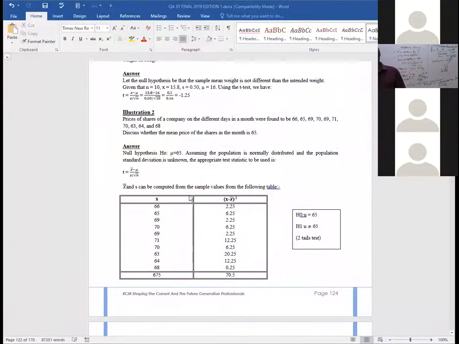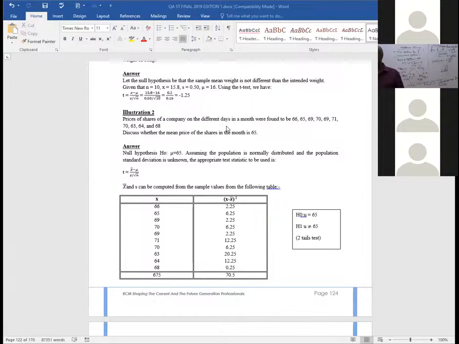Okay, now we go to number two. Number two is very serious. This has been tested in your exam severally. They're saying here, prices of shares of a company on different days in a month were found to be as given there. Discuss whether the mean price of the shares in the month is 65.